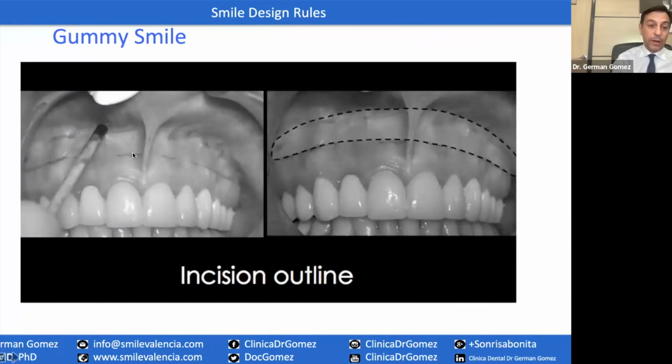Here is a nice way to do a Gummy Smile by attaching the lip lower than it is attached right now, okay? So they just take away these areas of gum with, listen well, with the periost, and then they attach the periost that is up here to the level of here. So when the patient lifts the lip, it cannot go further than that, okay?